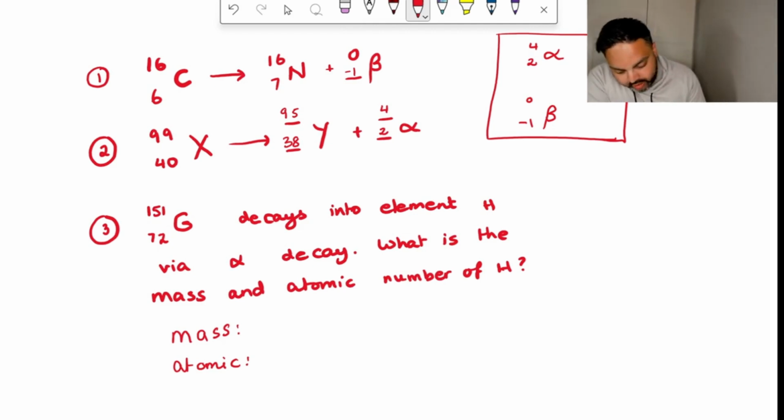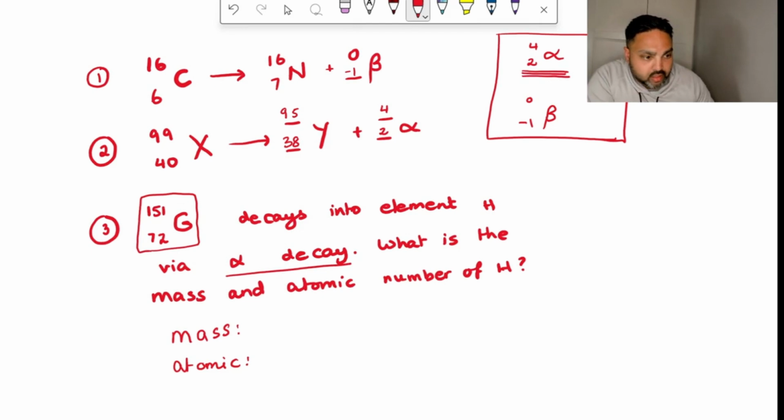So I've got G, 151 and 72, which decays by alpha decay. Remember, the numbers for the alpha decay are always the same. So what is the new mass number for element H? Someone tell me in the chat. What is the mass? It's 147, Isabella. Well done. Good, well done, Callum. It's 147, and in the bottom one I've just got to take away 2, so the answer is going to be 70.